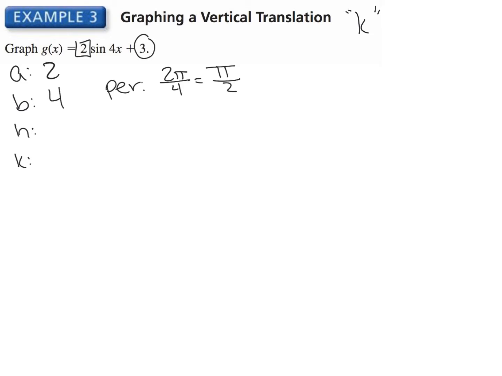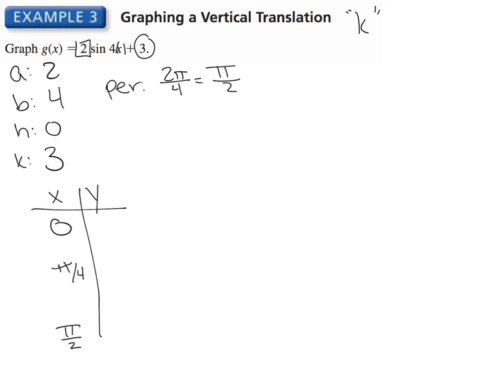H, there is nothing. There's only an H if you see the parentheses around the X, and then there's a number with it. So there's no horizontal shift, and then your vertical shift is 3. What this means is you are going to have your graph, and it's going to have a period of pi over 2. So that means we are going to be ending at pi over 2 and starting at 0 because there's no horizontal shift. Once we get into a horizontal shift, you will have to take that shift and add it to your period, but right now it's just between 0 and pi over 2.